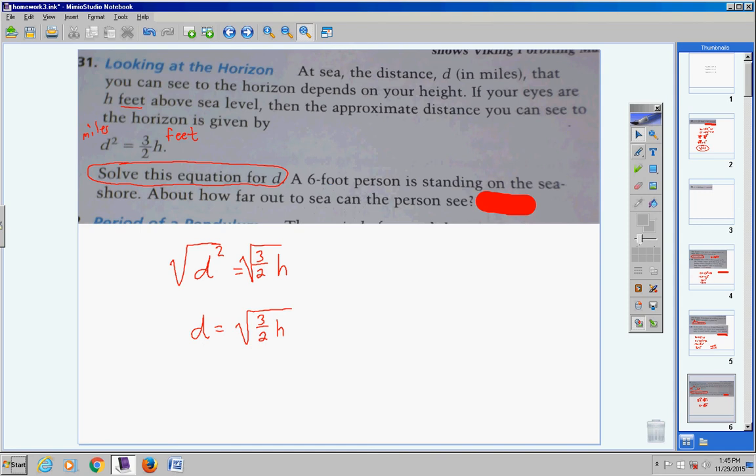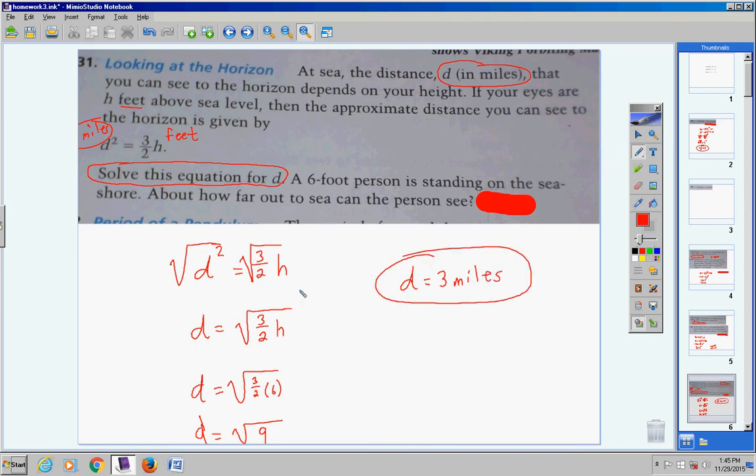If you're 6 foot tall, so where the h is right here, I'm going to put a 6. So my distance I can see out across the sea would be the square root of 3 halves times 6. Now, 3 over 2 times 6 gives you 9. So now you have the square root of 9, okay? And the square root of 9 is 3. Now don't forget d is in miles. So your answer is 3 miles. So if you're 6 feet tall, or if your eyes are 6 feet above sea level, then you can see 3 miles out on the sea. Okay? Alright, moving on to number 32.